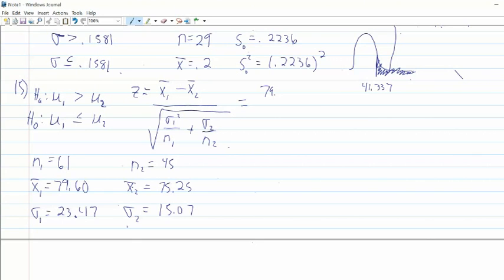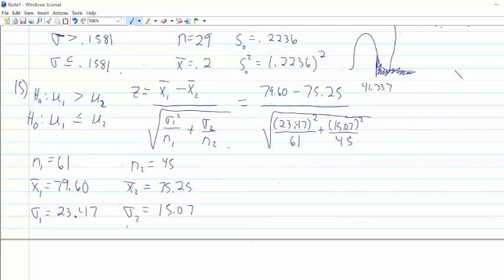All right, so here's what we need to do for our test statistic. We say 79.60 minus 75.25 over the square root of $23.47 squared divided by 61 plus $15.07 squared divided by 45. All right, first time I worked this out, I didn't take the square root.